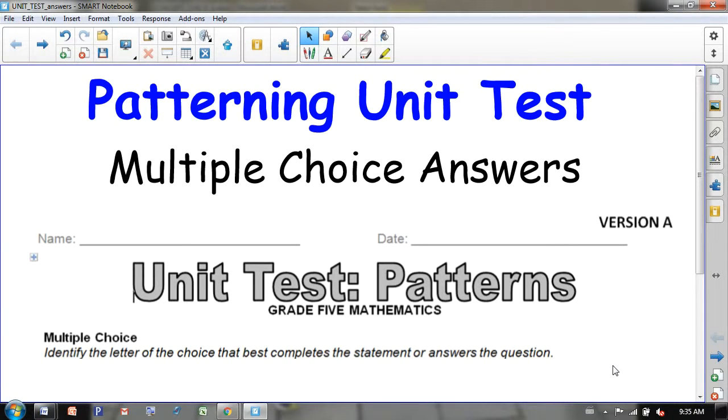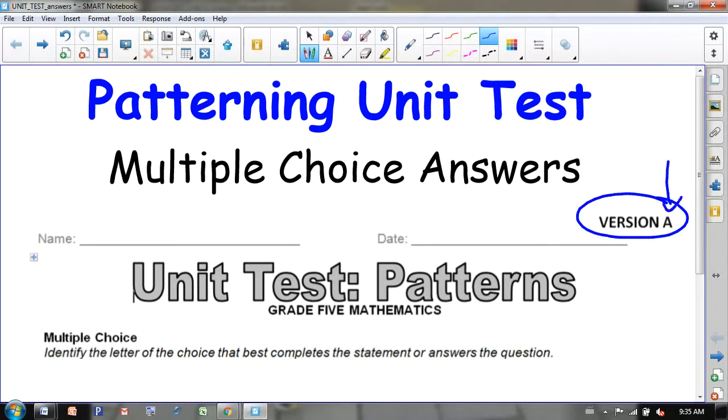Okay, so we're going to get started. This is a screencast of the multiple choice section of the patterning unit test. The first thing you want to be conscious of is which version your test is. Students either wrote versions A or B, so as you're correcting, make sure that you're correcting the correct version. The version number will be listed at the top of your front page of the test.